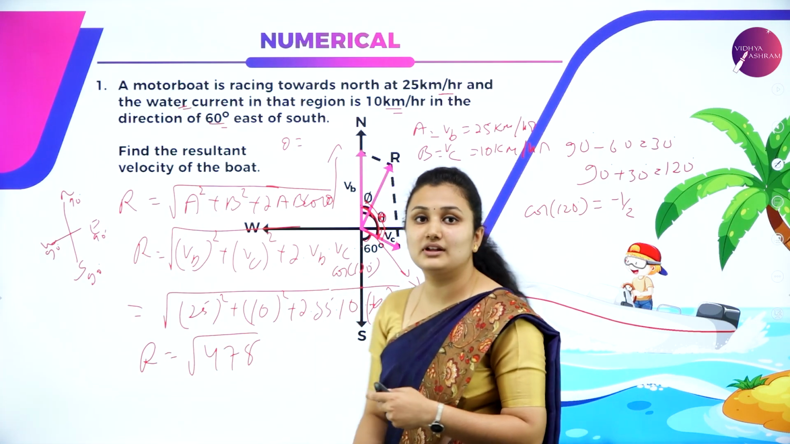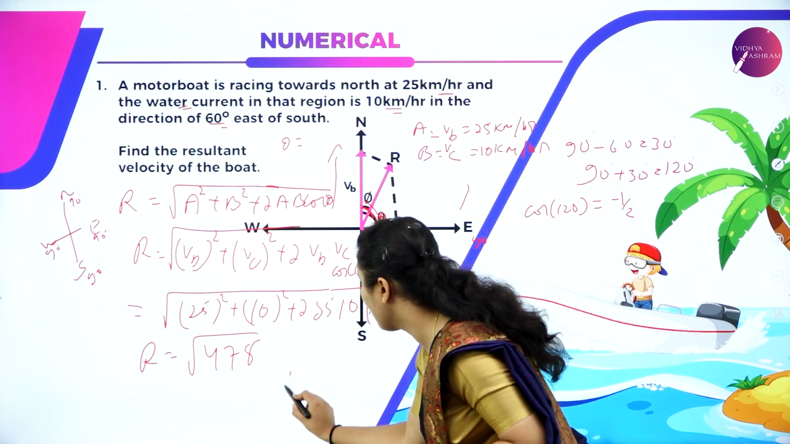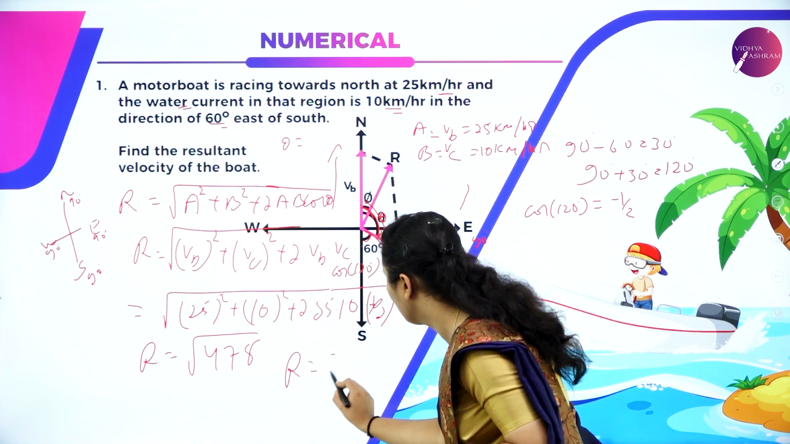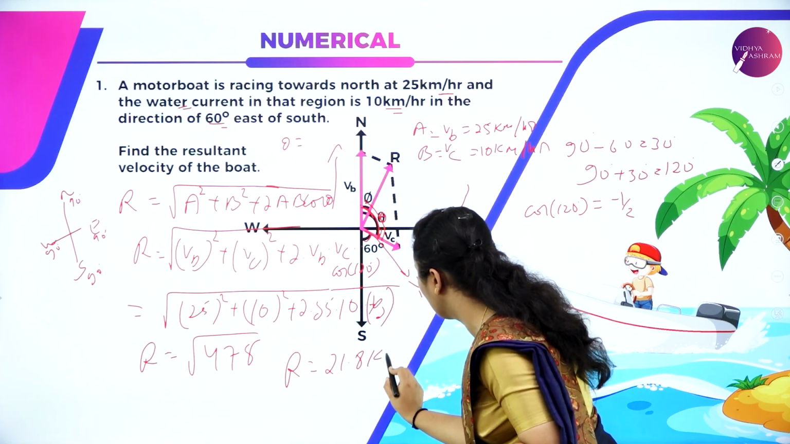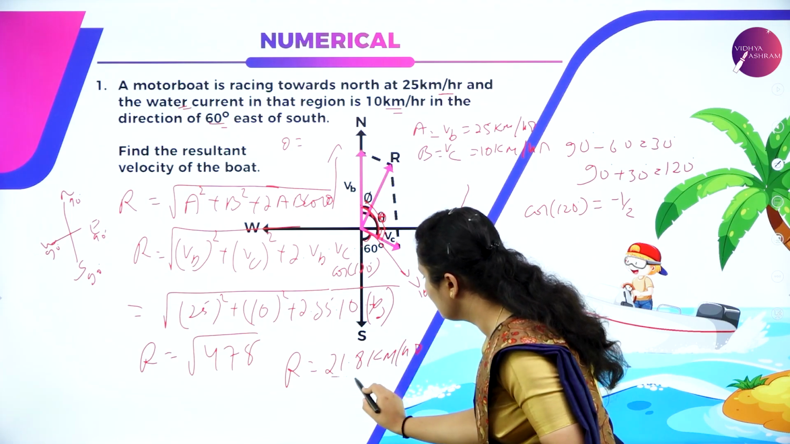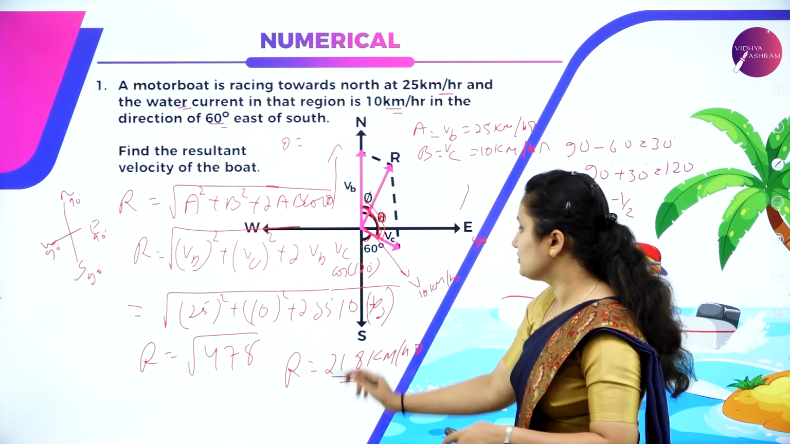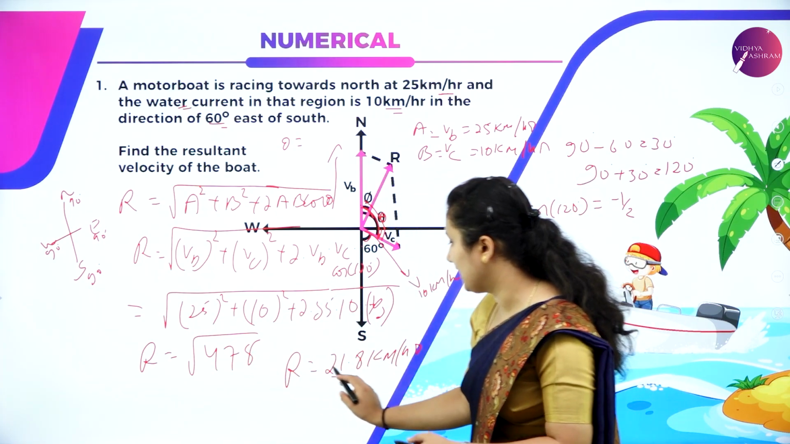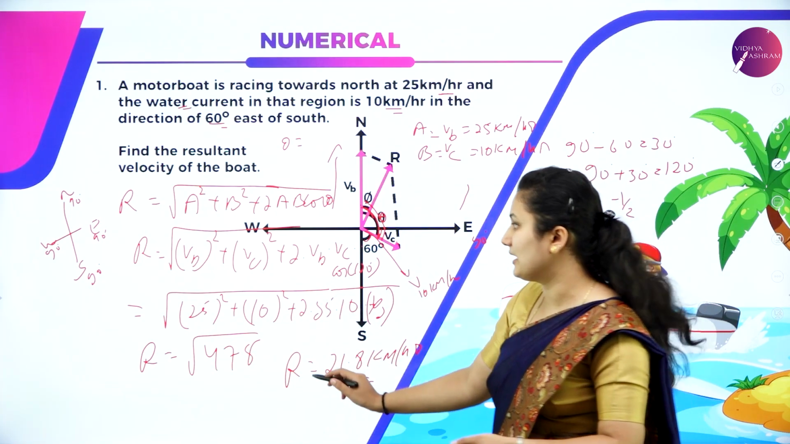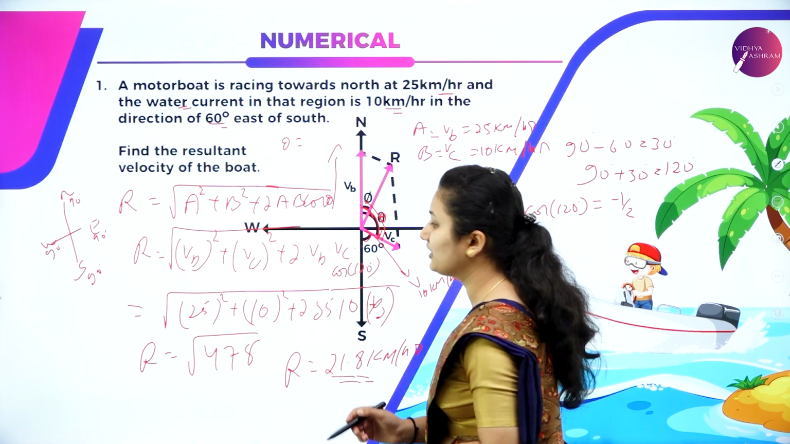Simplify this term. On simplification, what is your R? R is equal to 21.8 kilometers per hour, that is the unit. So you get R on taking the root of 475. This is my magnitude. Then what will you do for direction?